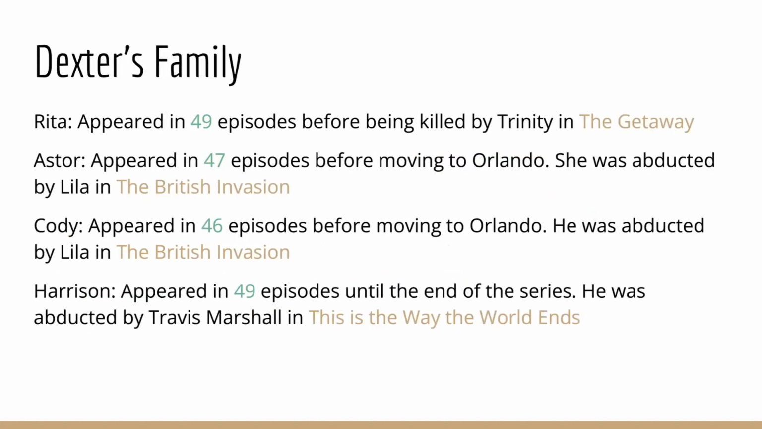And then Dexter's family also goes through a lot. Rita appeared in 49 episodes before being killed by Trinity in The Getaway. Astor appeared in 47 episodes before moving to Orlando. She was abducted by Lila in The British Invasion. Cody appeared in 46 episodes before moving to Orlando. He was abducted by Lila in The British Invasion. And Harrison appeared in 49 episodes until the end of the series. He was abducted by Travis Marshall in This Is the Way the World Ends, and ultimately ended up living with Hannah.